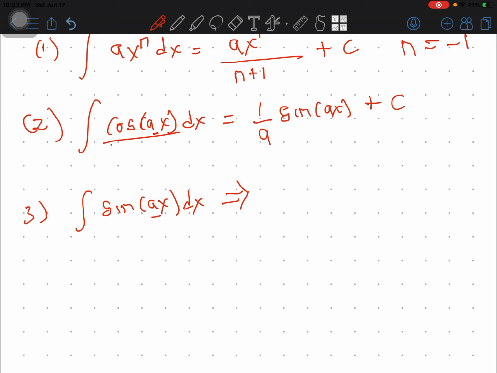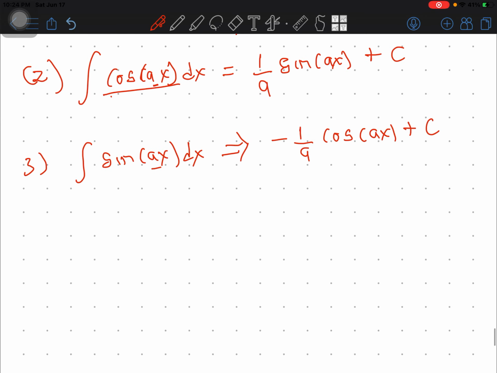When you differentiate cos x, what do you get? You get negative sine x, right? When you differentiate cos x, you get negative sine x. So if you are now integrating sine x or sine ax, what are you going to get? You are going to get negative 1 over a, as I said, and then cos ax plus c.